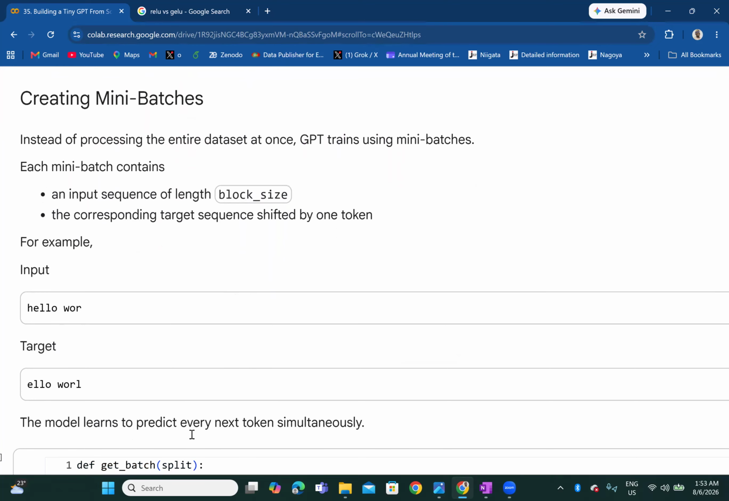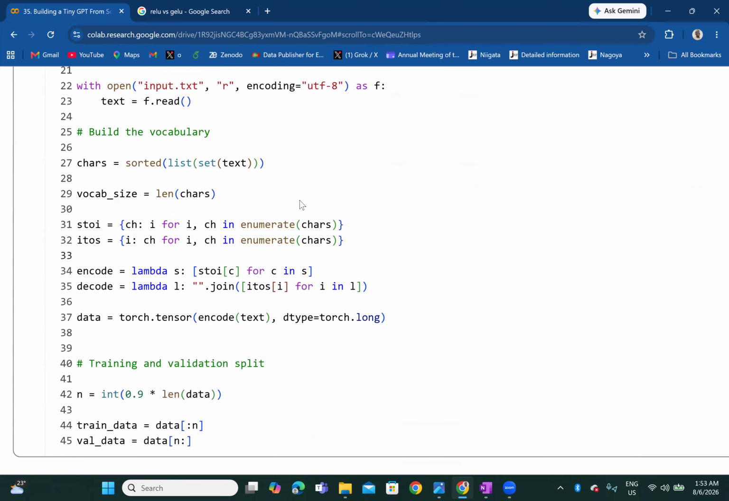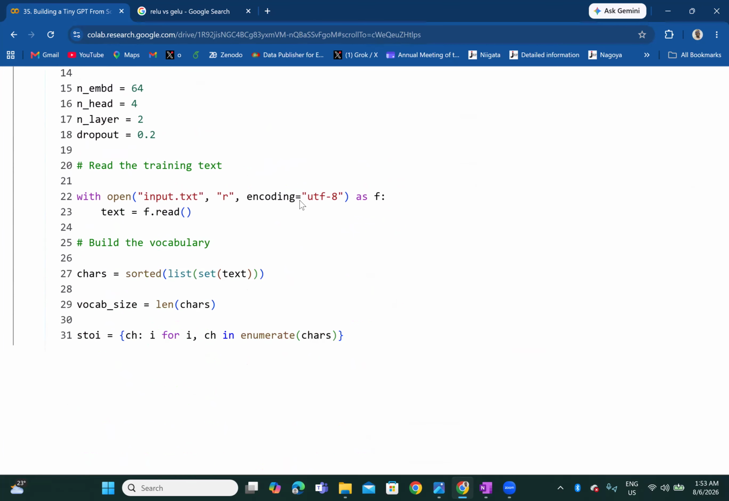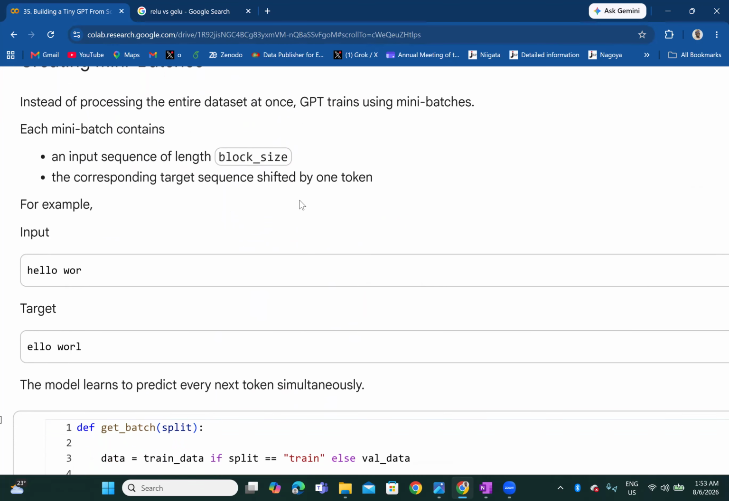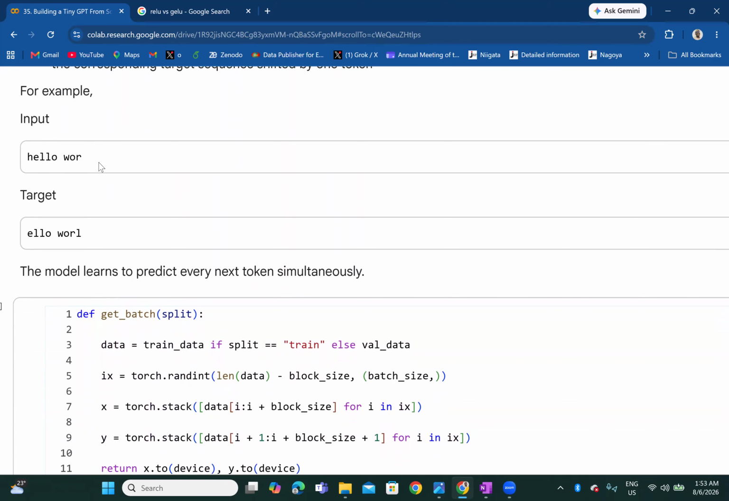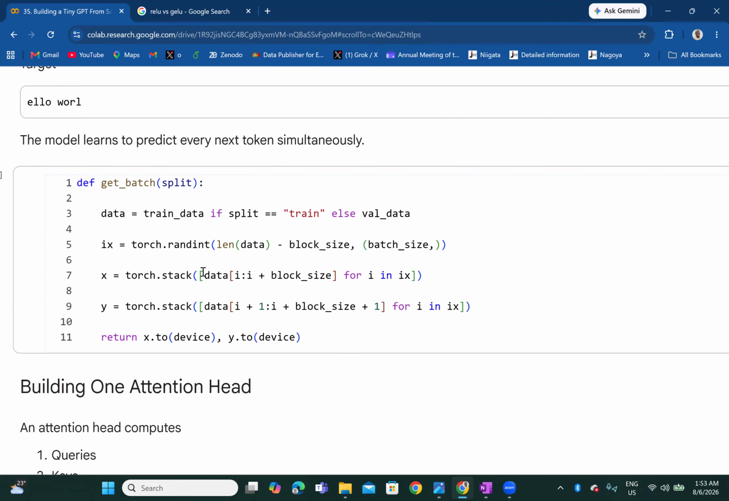Then, still on the same thing, we can create mini batches. Instead of processing the entire data set at once, GPT trains using mini batches. Each mini batch contains an input sequence of length block size, which we already set up here, the whole block size thing, and 16 and all that. So that is used batch by batch, with the corresponding target sequence shifted by one token. For example, if you input hello world, then the target is shifted by one. So the model learns to predict every token simultaneously.